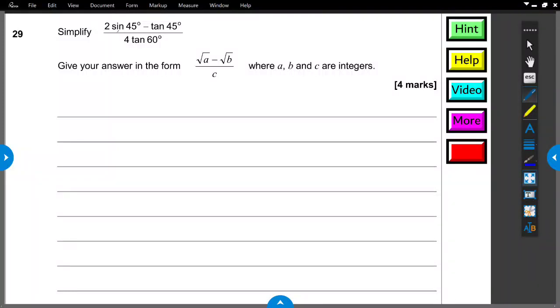The key thing here is knowing what the values of sine 45, tan 45, and tan 60 are. Now, back in primary school, you have to remember your times tables. They're not actually really asking you a lot here. You only have to remember a few different values of sine and tan. When I try to recall these, I usually try to think what it looked like on a graph.